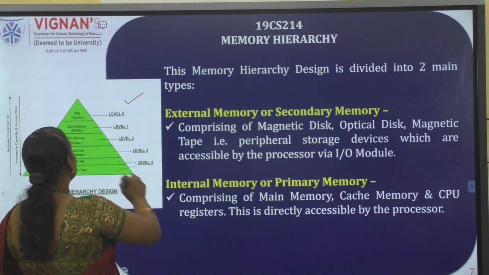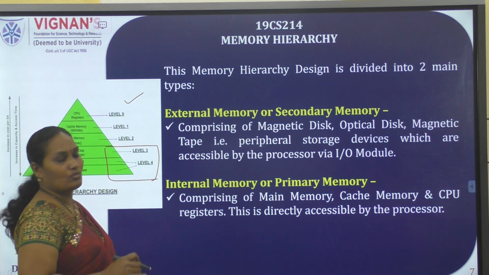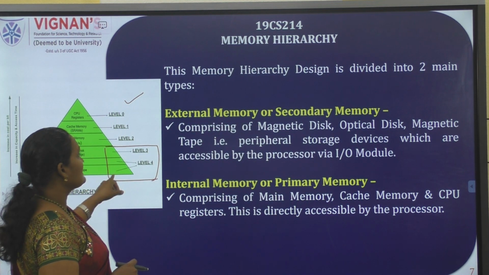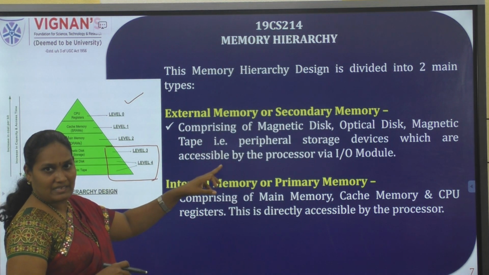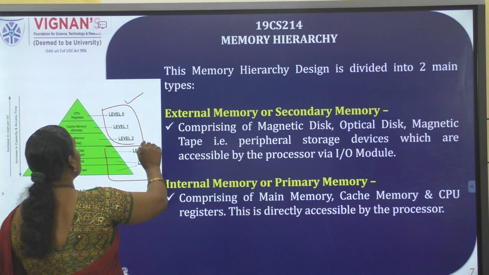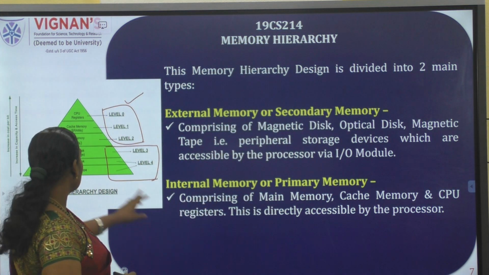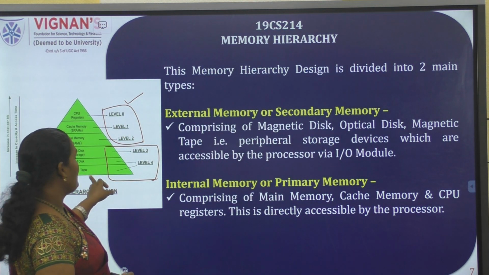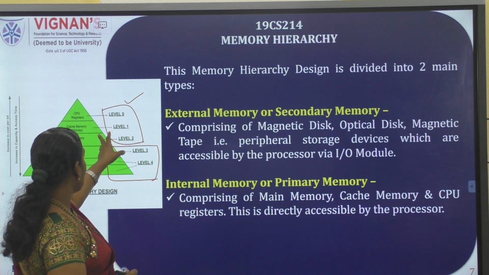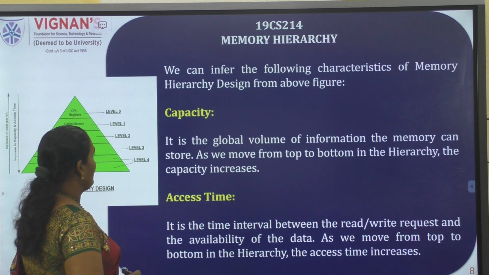Coming to level 3 and level 4, the storage devices that we represented there come under external memory or secondary memory. Coming to level 0 to level 1, all the storage devices that we represented come under the primary domain. That is, magnetic disk, optical disk and magnetic tape come under secondary memory devices. CPU registers, cache memory and main memory come under primary memory, that is, internal storage devices.